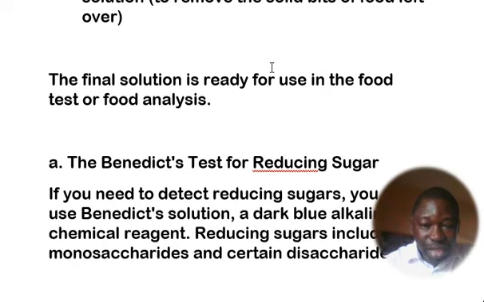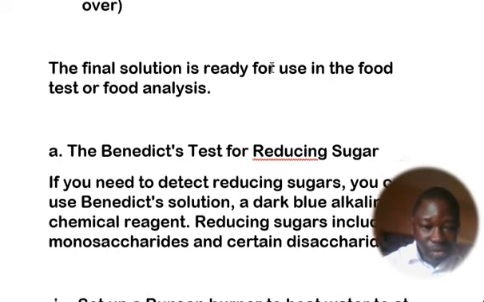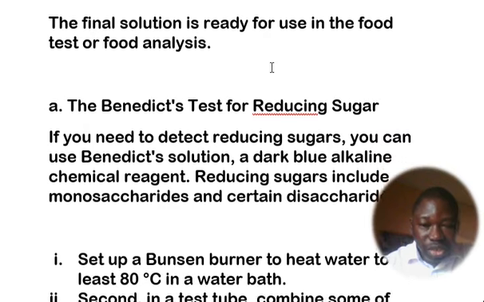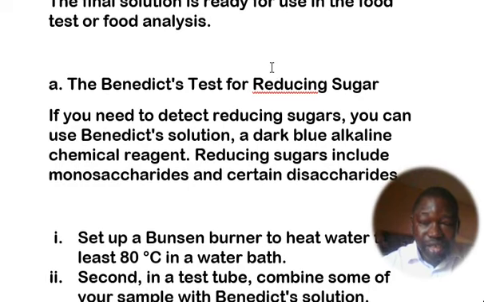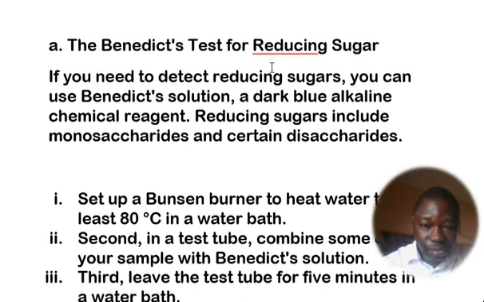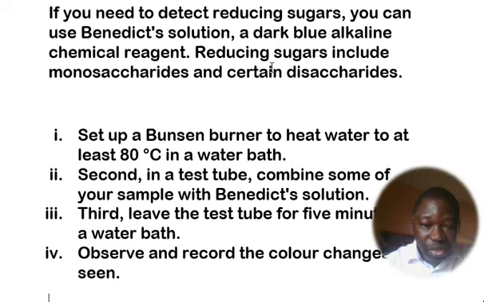Number 1, as I said, is the test for reducing sugar, and that is the Benedict test. If you need to detect reducing sugars, you can use Benedict's solution. Benedict's solution is a dark blue alkaline chemical reagent. Reducing sugars include monosaccharides and certain disaccharides. These are the steps for the test for reducing sugar.